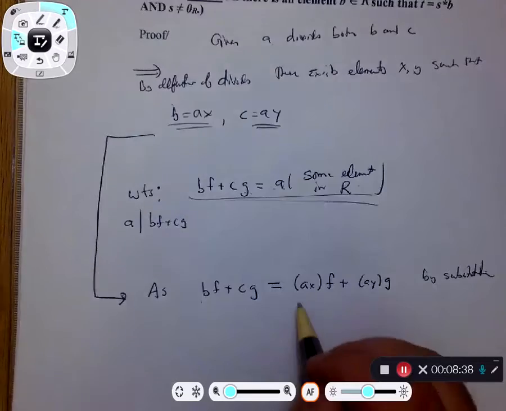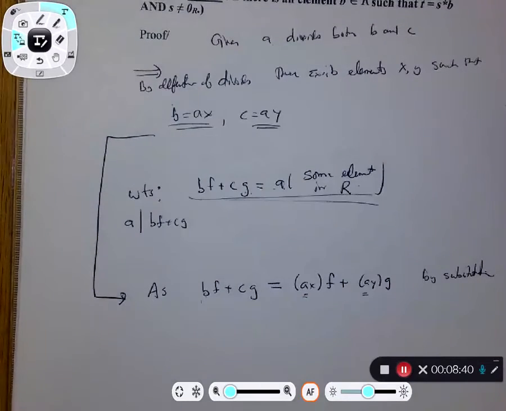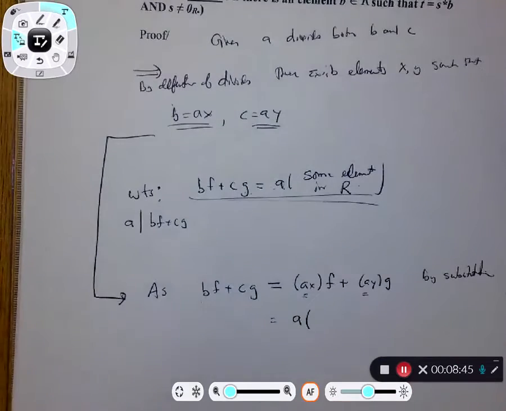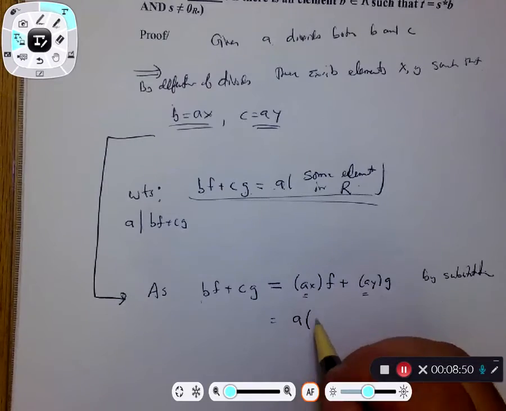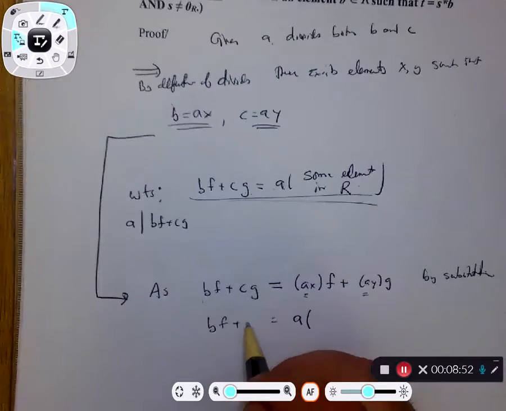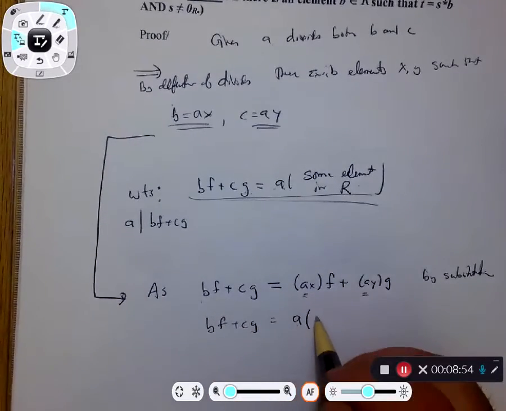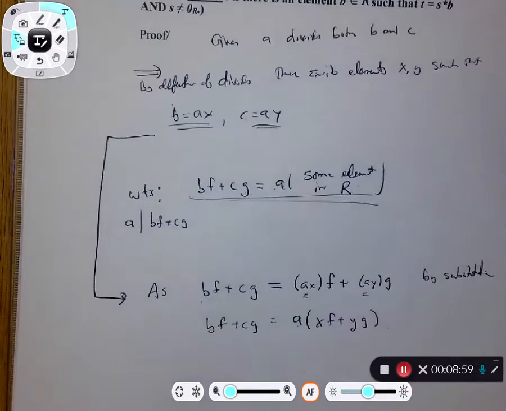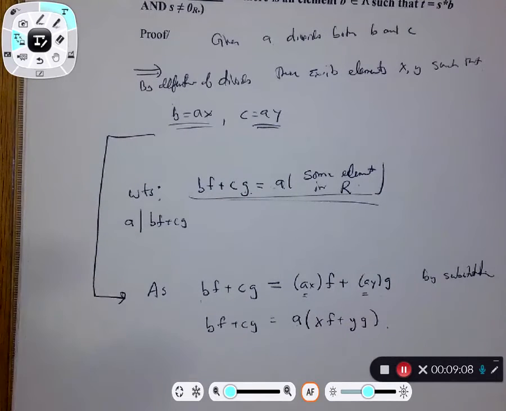And then I believe you got your A that's in common on this guy, so you can factor it out. That factoring is a distributive property, part of the ring. So by the distributive property of being a ring, BF plus CG would be equal to A times X times F plus Y times G. And then since X, F, Y, and G are all elements of a ring R, then X times F plus Y times G is an element of a ring R. And then by definition of divides, you won the game.